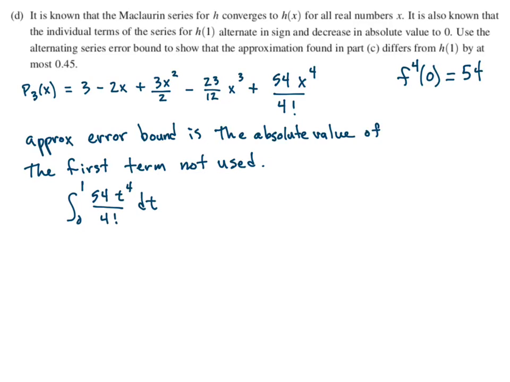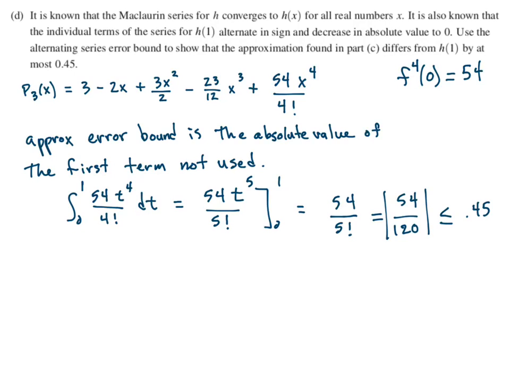So I'm going to go from 0 to 1 on that first unused term to find out what my error would be. So I'm just going to power rule that, just raise that by a power and divide by the new power. And upper minus lower, and we're good to go. So 54 over 5 factorial. And you can reduce that, simplify that. I think you can take a 6 out of both of those. I believe you get 9 over 20, which is 0.45. So you've shown that is the error, the max error that it is going to be.